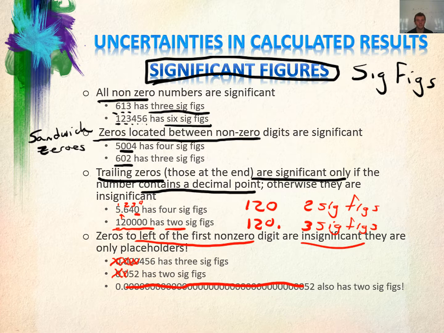And then zeros to the left of the first non-zero digit are insignificant. They don't count. They're just placeholders. So none of these zeros really matter. 3 sig figs. Doesn't matter. All of these are junk. They don't do anything. They're just there as a placeholder. We could write this in scientific notation and get rid of them. So that's why they don't matter.